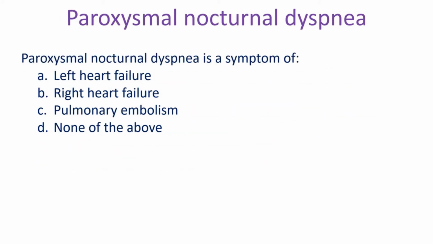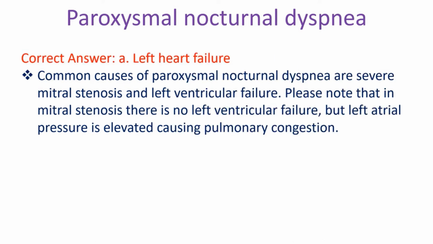Paroxysmal nocturnal dyspnea is a symptom of: A. Left heart failure, B. Right heart failure, C. Pulmonary embolism, D. None of the above. Correct answer: A. Left heart failure. Common causes of paroxysmal nocturnal dyspnea are severe mitral stenosis and left ventricular failure.